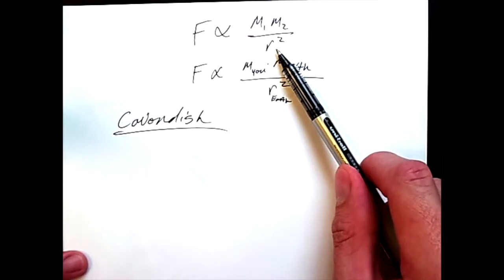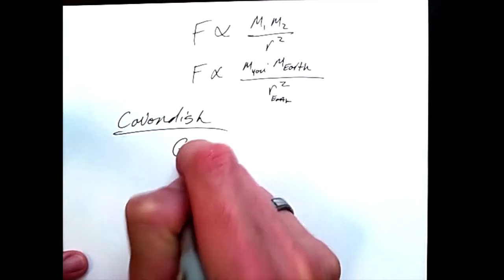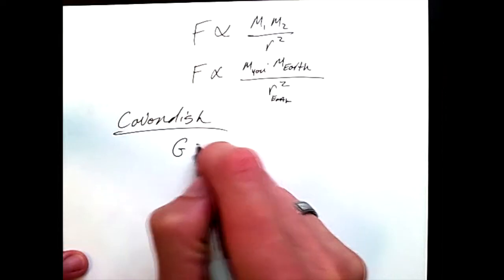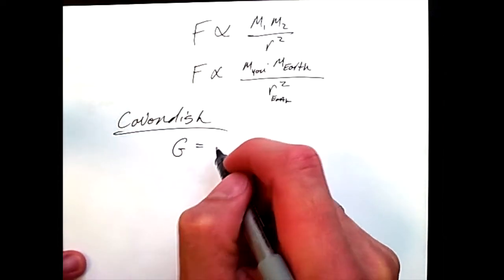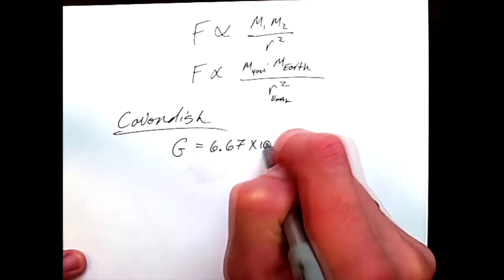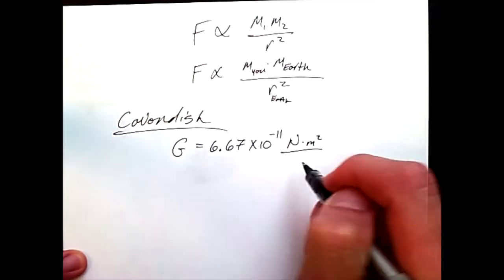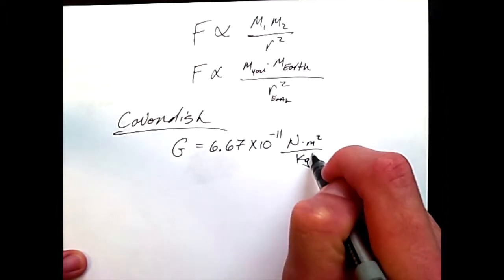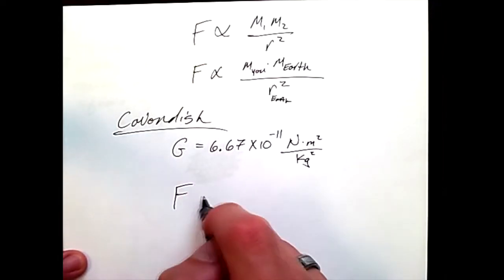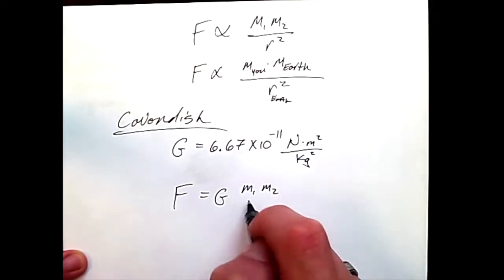and related to how they would be pulled to each other based on a set distance. Through careful experimentation, he was able to determine the proportionality constant, which has now been dubbed capital G, the universal gravitational constant. In this case, his experiments yielded a gravitational constant of 6.67 times 10 to the negative 11th newton meters squared per kilogram squared. So that finalized the universal gravitation law as being G times the product of the masses divided by the radius of separation squared.